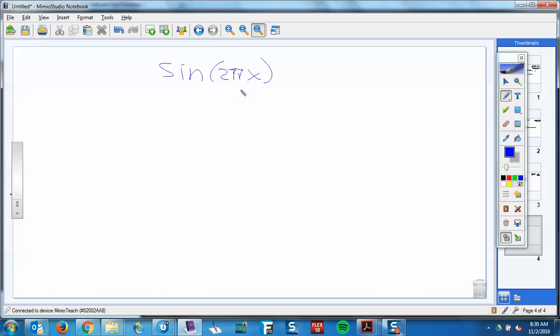Changes the period. Now, it is a shrink, right? It's a horizontal shrink, but we know with sine, we used to say, well, the period's 2 pi. Remember how you do that? You divide it like that. So the period is now 1.